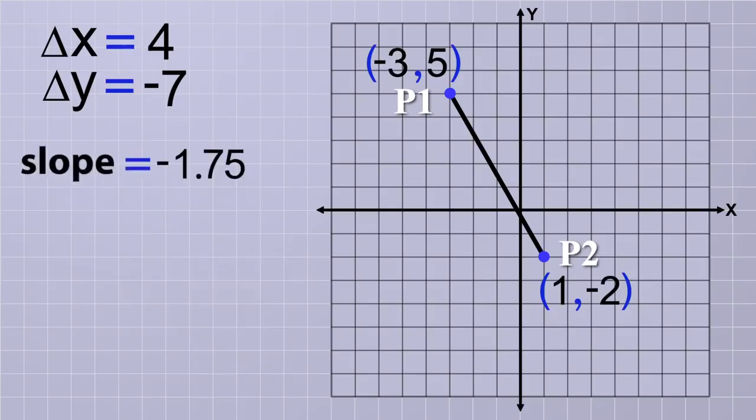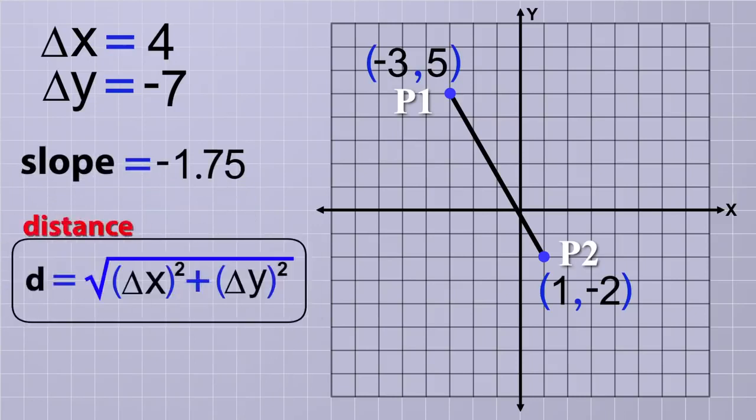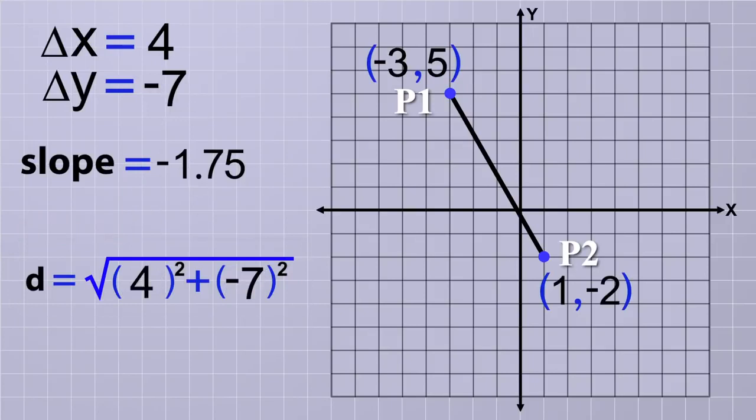Now that we found the slope, let's find the distance between the points by plugging the deltas we already calculated into that equation. That gives us distance equals the square root of 4 squared plus -7 squared. 4 squared equals 16, and -7 squared equals 49. That means the distance is the square root of 16 plus 49, or the square root of 65.